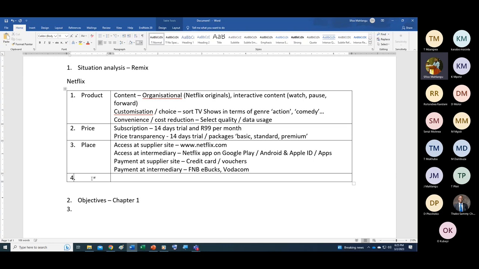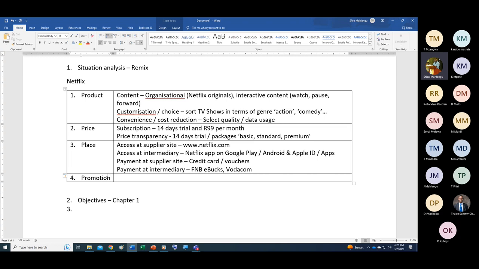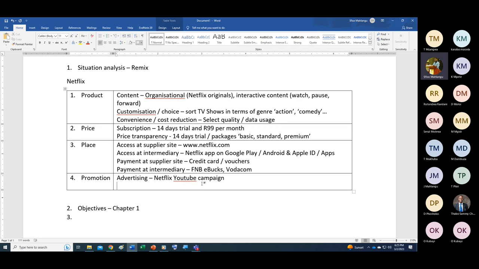And number four, promotion. On a general knowledge with Netflix, we can say they've got number one is theory. So we'll always have something like that as theory. Under advertising, if maybe they indicated that they have a YouTube campaign, and we've got more details about that in the case study, we can include that as part of advertising and our sales promotion.